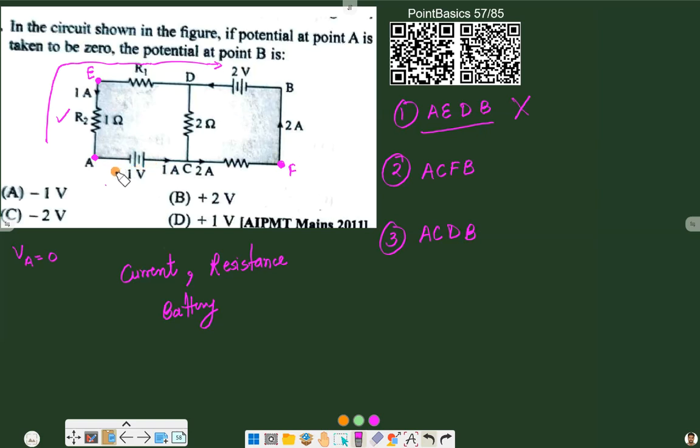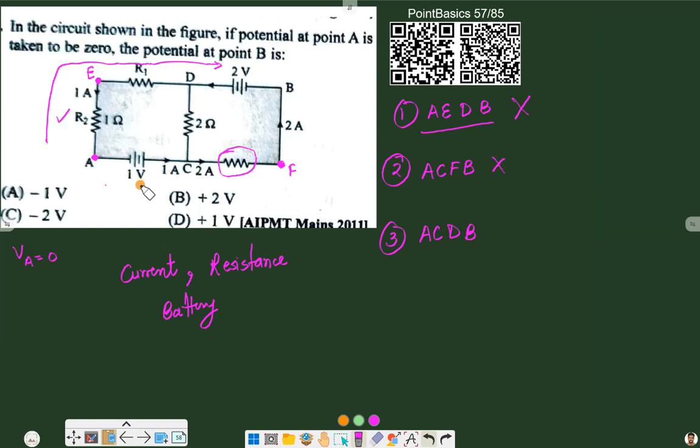Now moving to the ACFB path. Here first we encounter a battery, potential is mentioned, so we know that. Then we encounter a resistance, and this is an unlabeled resistance, means value of this resistance is not known to us. So as this is unlabeled resistance, we don't know its value, we cannot use this path also.